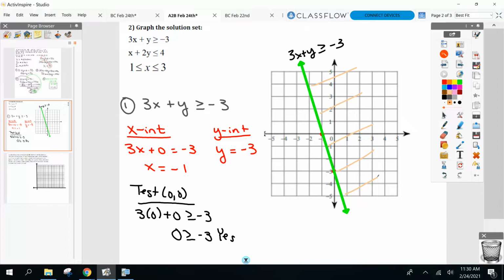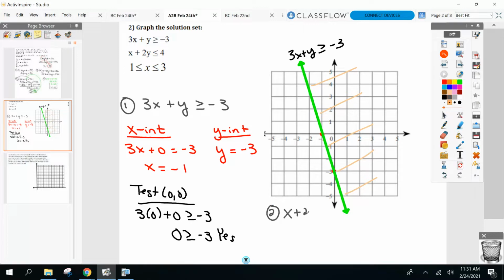Next one, same thing. X and Y. Darn it, it's going to be a diagonal line. It's not going to be vertical or horizontal. If you have X and Y in the same one, it's got to be diagonal. Find your intercepts. Whew, boy, getting fired up already. 11:30 in the morning.